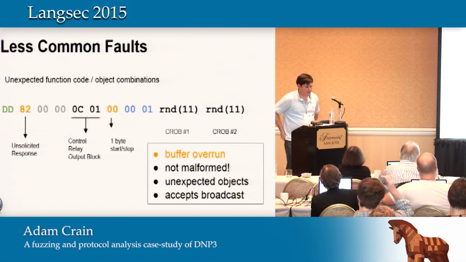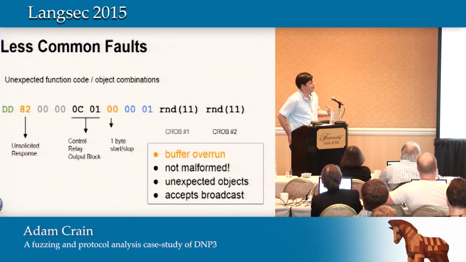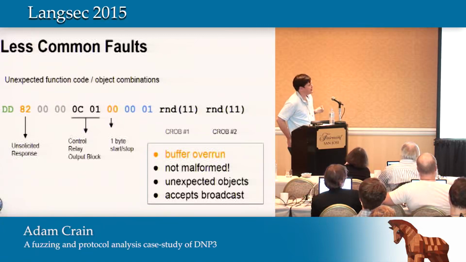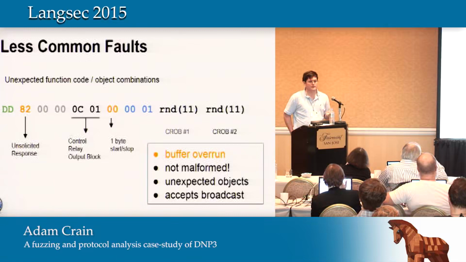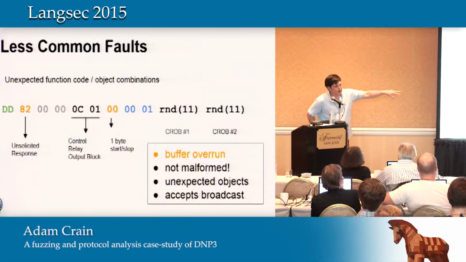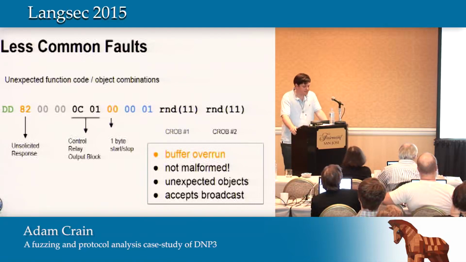But even more interesting, I think, were some of the less common faults. This is actually a reply message from a remote device in the field back towards a master. And the object type that it contains is a control that should normally go in the other direction, right? So this would never come from the field back towards a master. And it's completely syntactically valid. All the specified data is there. It's just semantically meaningless. It's an example of something that should never make it past a very, very early stage of parsing or whitelisting.